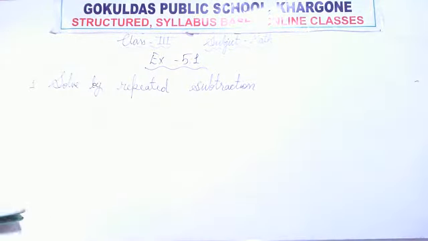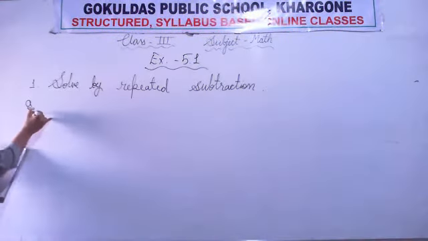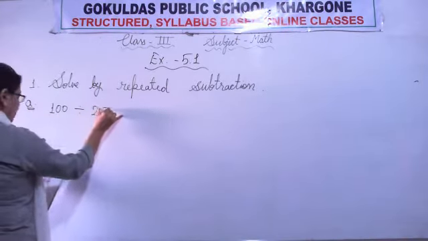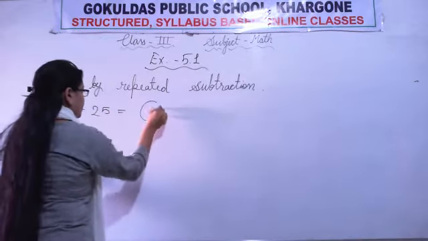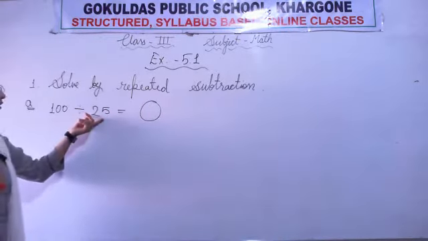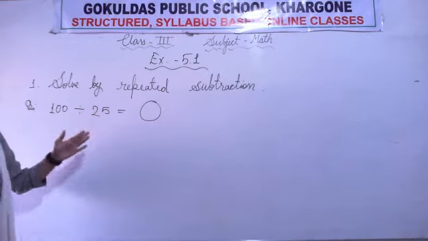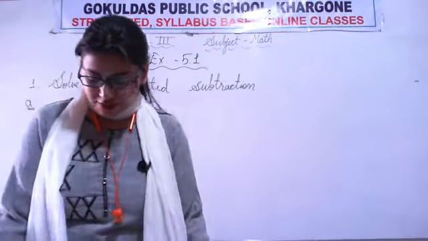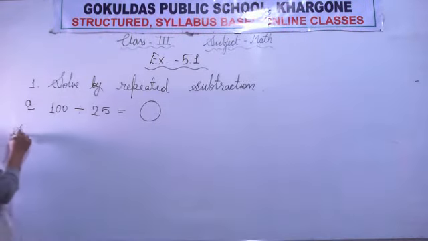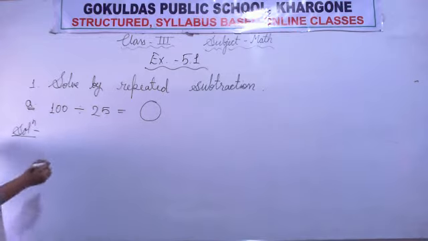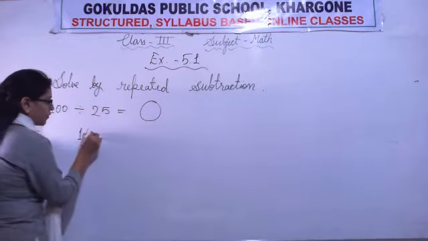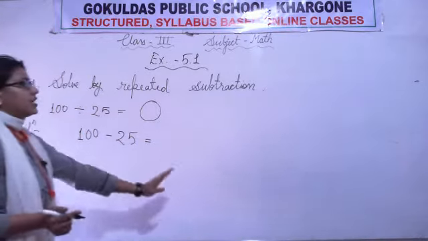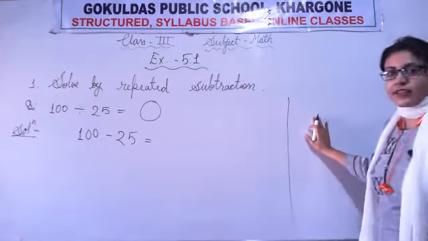Let's do it. Part A is 100 divided by 25 is equal to. So we will subtract 25 from 100 repeatedly till we get 0. So let's solve it. Now for the first time we will subtract 25 from 100. So this is our rough work.